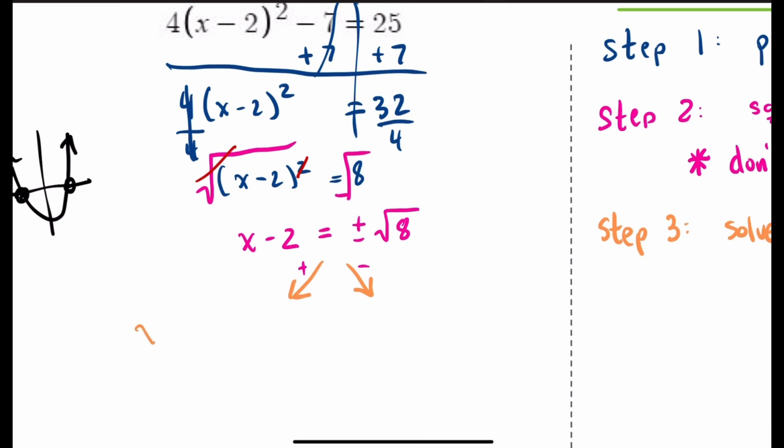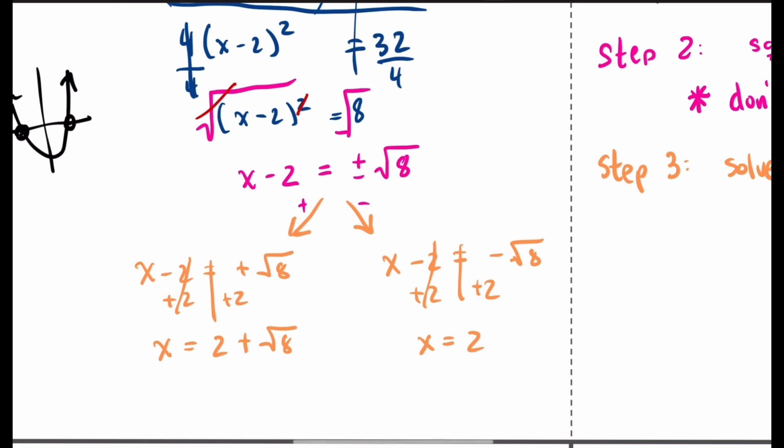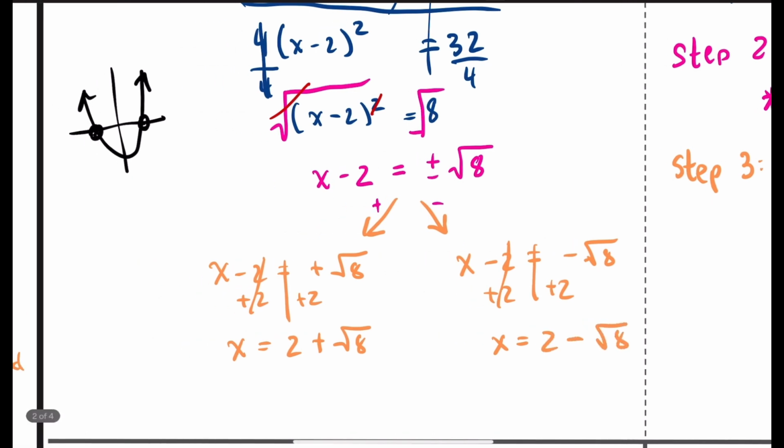The positive square root will be x minus 2 equals the positive square root of 8, and the negative square root will be x minus 2 equals the negative square root of 8. Solve them both for x by adding 2 to both sides. And I'm left with x equals 2 plus the square root of 8. X equals 2 minus the square root of 8.